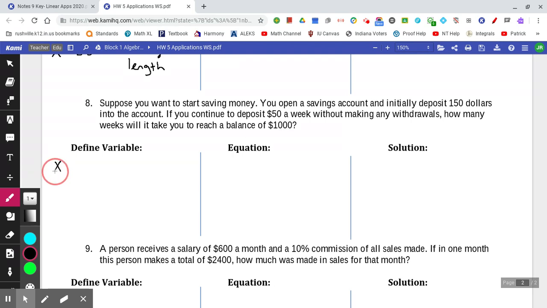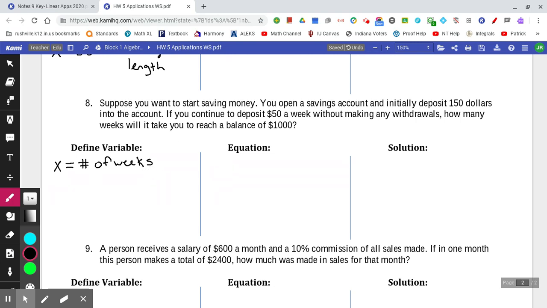So I'm going to define my variable. I'm going to use the typical X, and that's going to represent the number of weeks it will take to reach a balance of $1,000. Now, I'm not going to write all of that out, but I am going to put the important part that it represents a quantity. What number does it represent? It's representing the number of weeks. Okay, so now I need an equation.